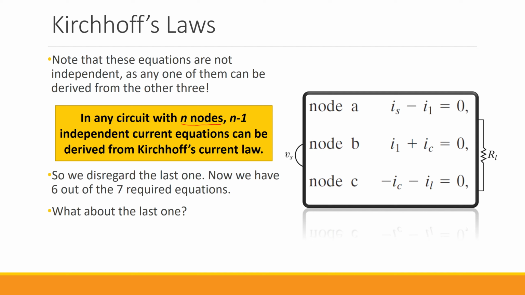So here we disregard the last one. And as I said, it doesn't matter which one you don't consider, right? You can leave the first one out. It still produces the same result. So now we had three equations from Ohm's law. We have three additional equations from Kirchhoff's current law, but we still need one last equation because we were looking for 7 independent equations. So we have 6 of them. What should we do about the last one?